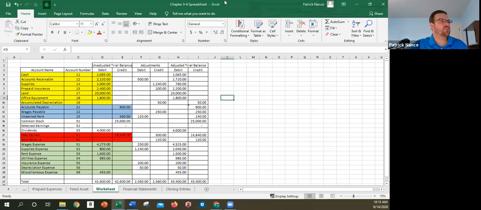Okay, we have learned so far in chapters 1 through 3 how to journalize entries, how to post entries to the ledger, how to take those entries from the ledger to a trial balance, how to write adjusting entries, how to post those to the ledger, and how to create an adjusted trial balance. So now we're on to really the final few steps of the accounting cycle.